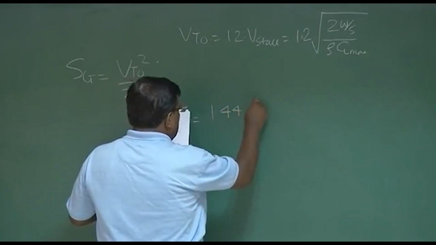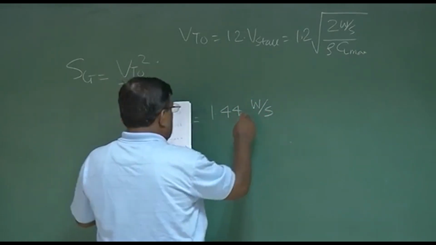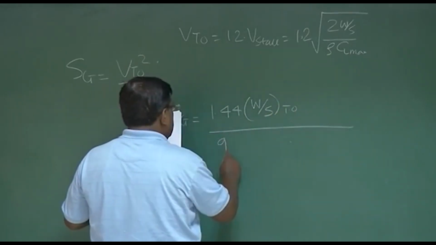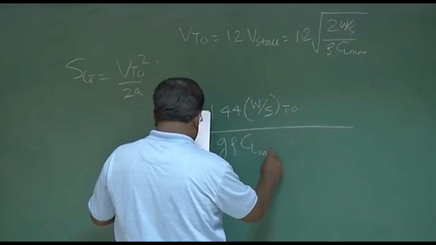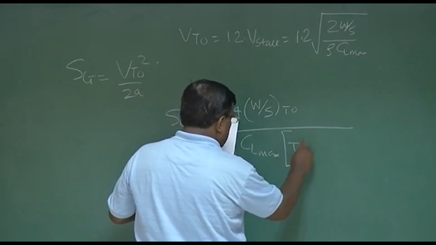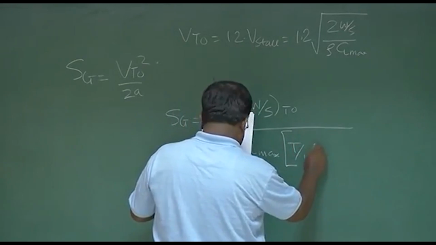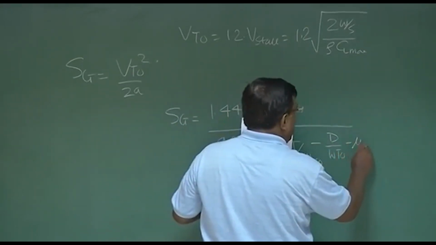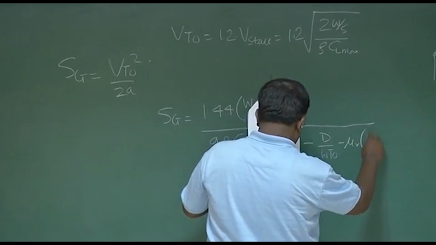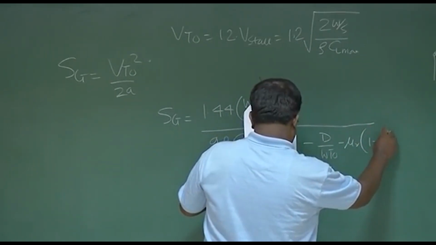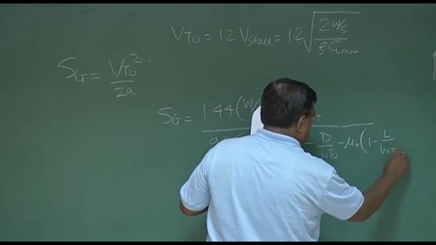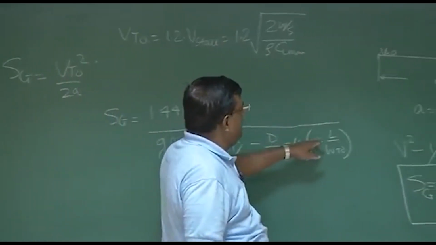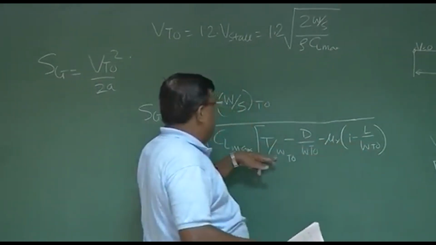1.44 W by S takeoff by g rho CL max, times T by W takeoff minus D by W takeoff minus mu r into 1 minus L by W takeoff. So this is W minus L, so that's divided by W, so it has come like this.